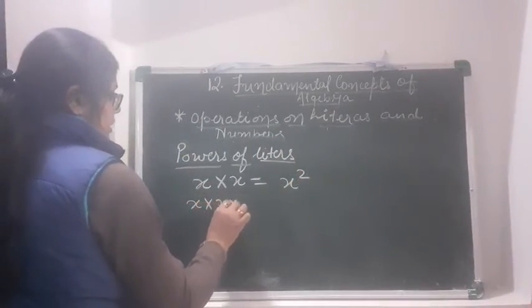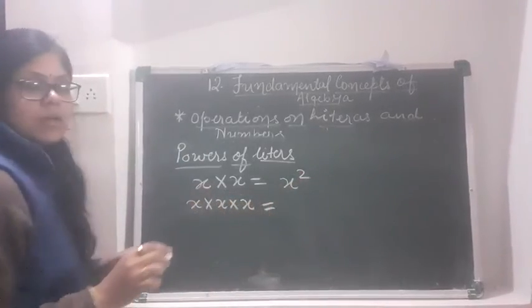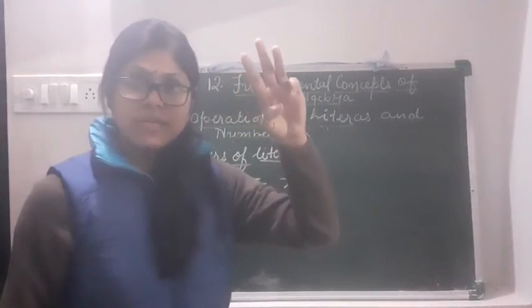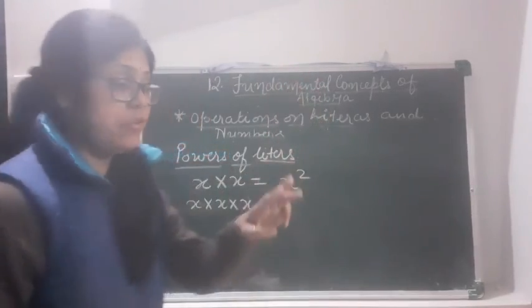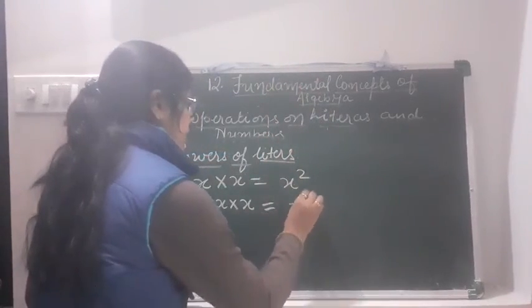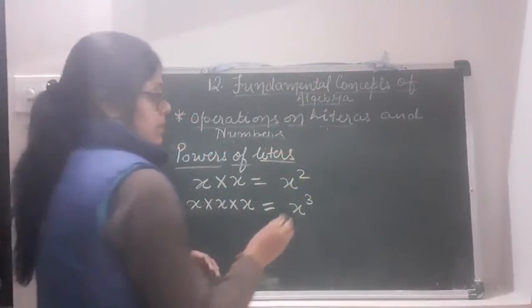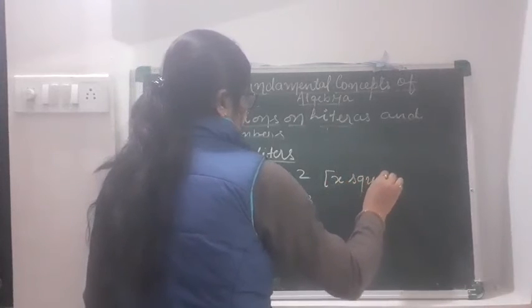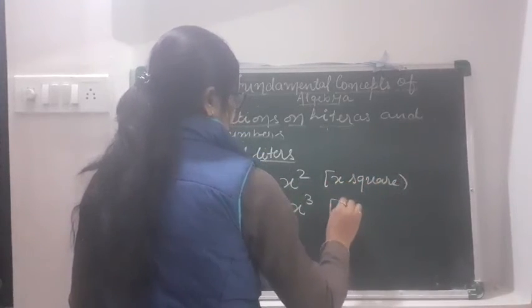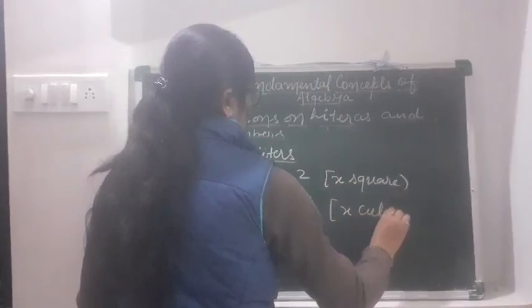If it is like this, x into x into x, how many times is x coming? 3 times. It is not addition, it is multiplication. That's why we will write x to the power of 3. This we read as x square, and this we read as x cube.